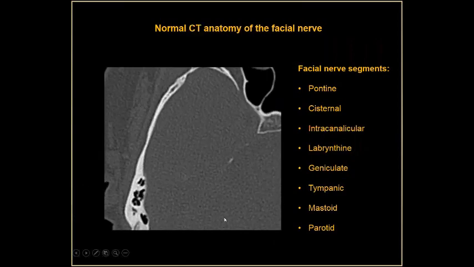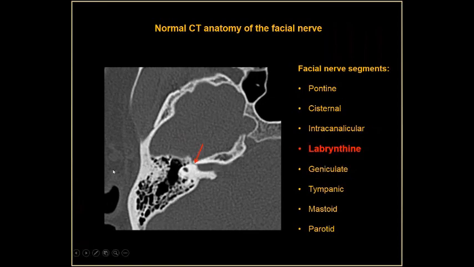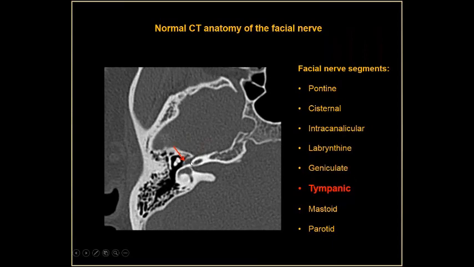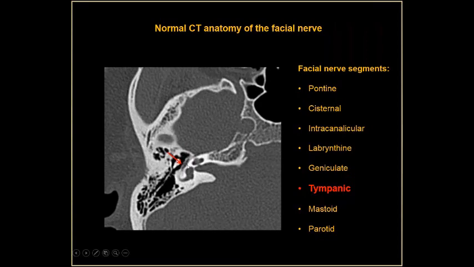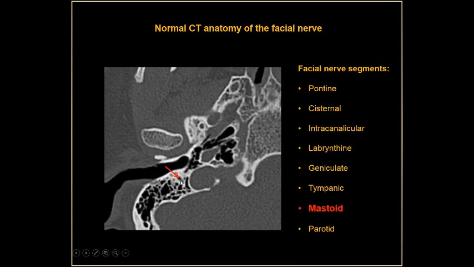Now, the remaining segments are best seen on CT, and I'm going to scroll through here and highlight the segments. So the labyrinthine segment is right here. And if you remember from our MR, this region was a little channel connecting the IAC and the middle cranial fossa enhancement. This is the geniculate segment here. From the geniculate segment arises the GSPN, or the greater superficial petrosal nerve, which goes to the lacrimal glands. Then we have the tympanic segment, which courses inferior to the lateral semicircular canal. And then finally, we have the mastoid segment within the mastoid bone.